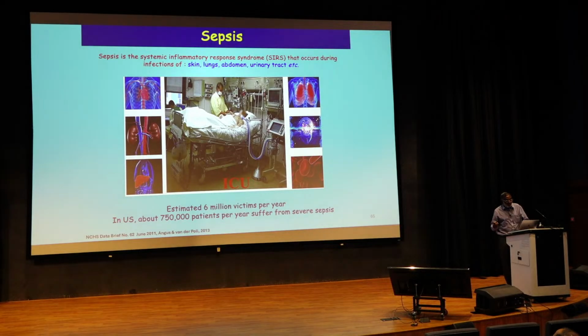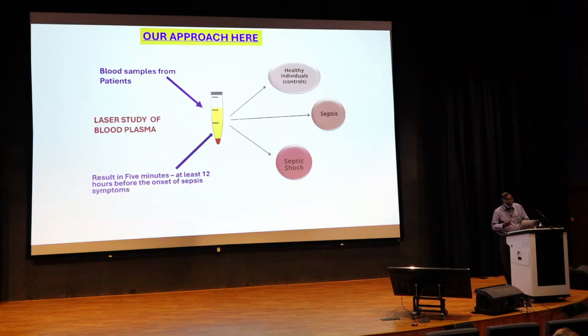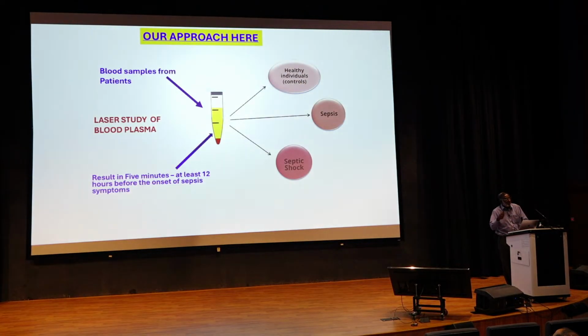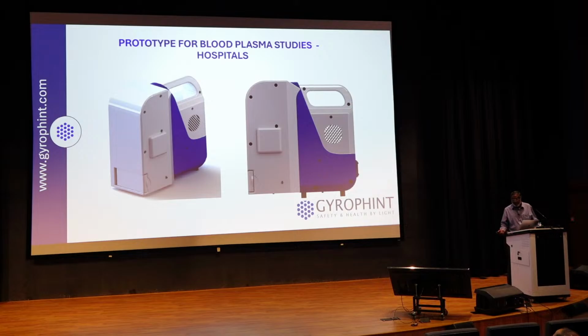So one example I'll show you is sepsis. Sepsis is a disease where 50% of people get killed in the ICU because of infection. So what we do is take the blood plasma and do the analysis. As you can see, we can predict with almost 98% accuracy. And this is the instrument which is now being used. We have done almost 800 samples. We have 98% accuracy. So this is going to go into the market in another 6 months or 1 year, hopefully.